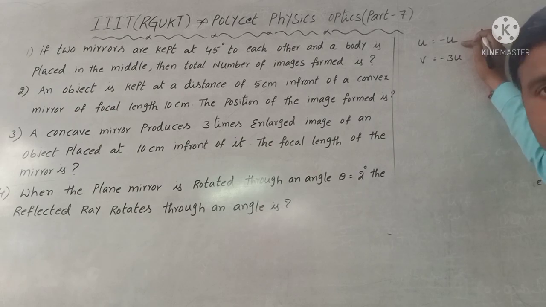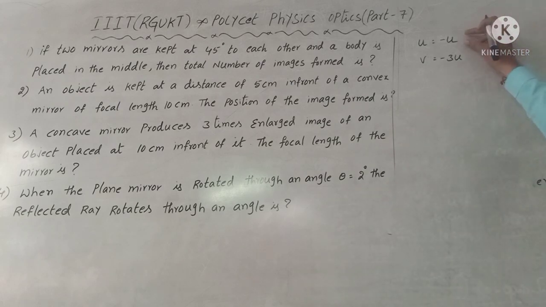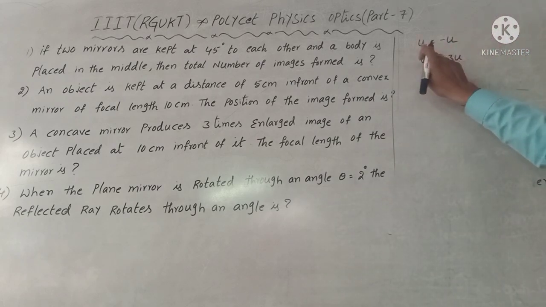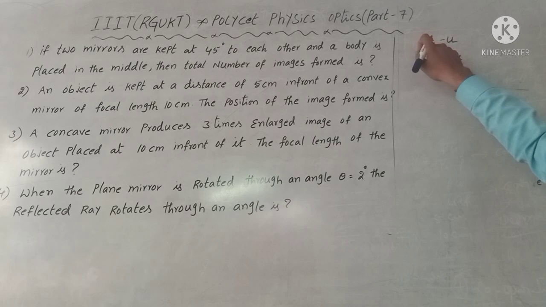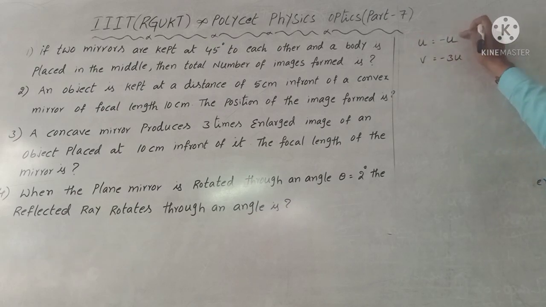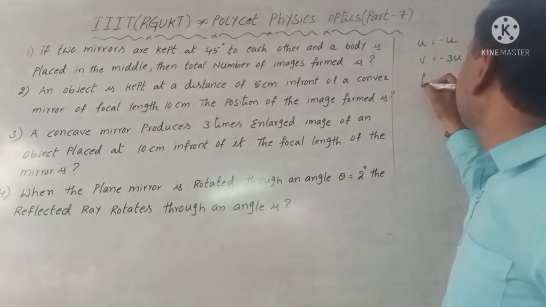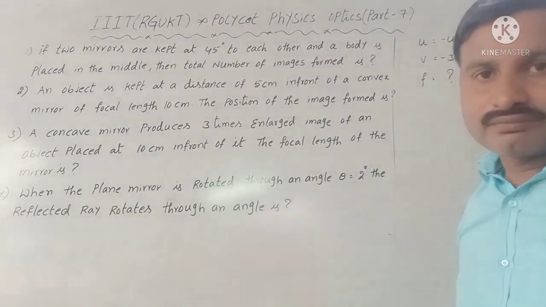Why do we take negative? All distances should be measured from the pole, so the object is in the exactly opposite direction. That's why we take the object distance negative in any problem. After that, V is 3 times more than the object distance. So V is equal to minus 3U. Then find the F value.